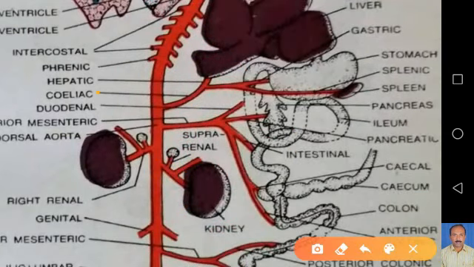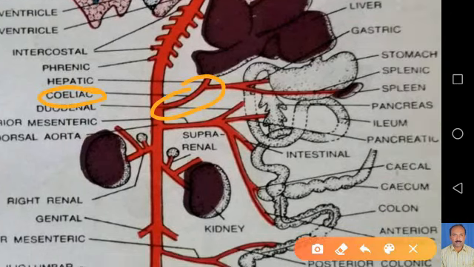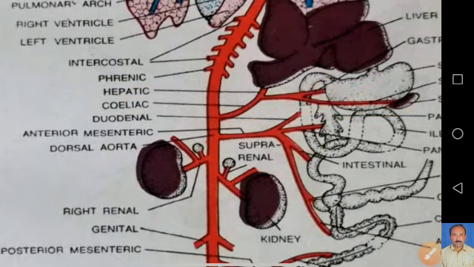Celiac artery. It is a large median artery. It arises from the dorsal aorta behind the diaphragm. It runs in the mesentery and bifurcates into hepatic and lienogastric arteries. Hepatic artery carries blood to the liver. Lienogastric artery carries blood to the stomach and spleen by gastric and splenic arteries.